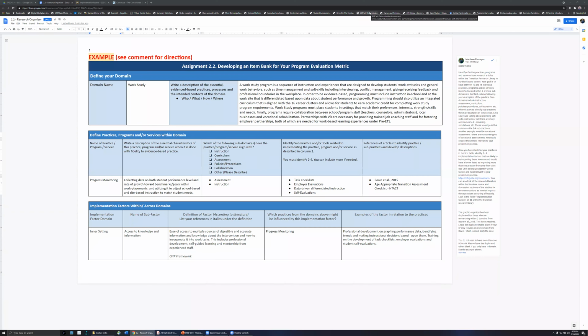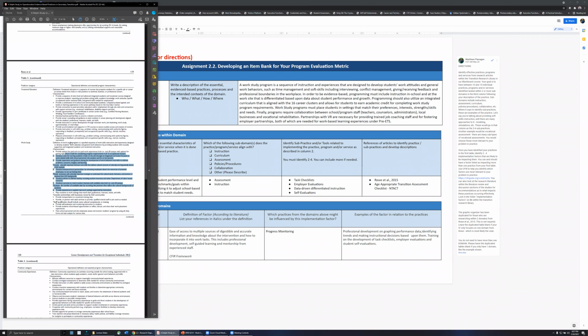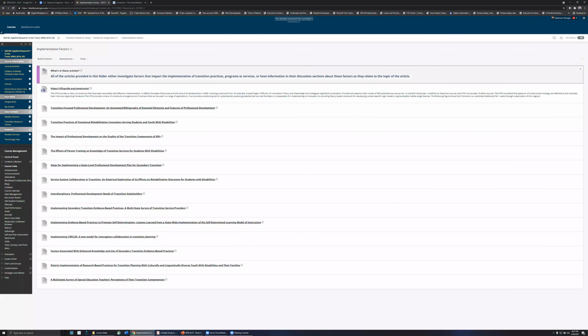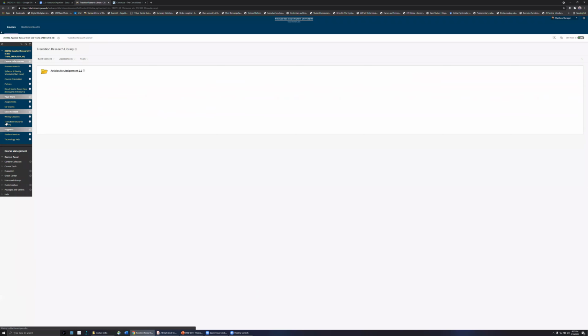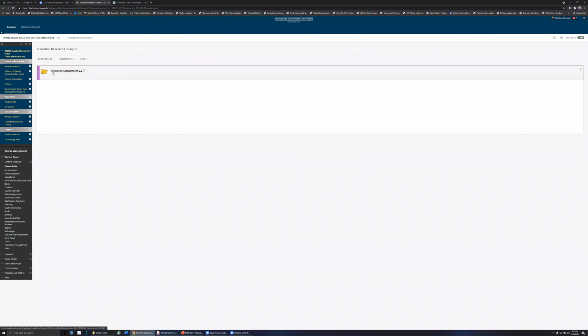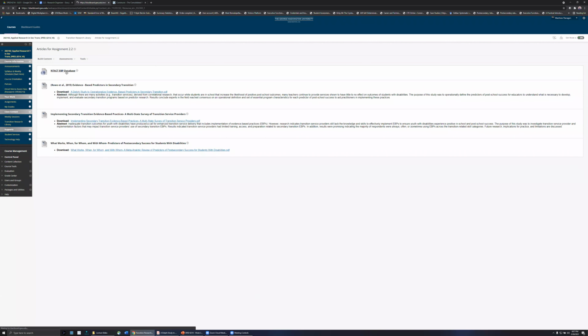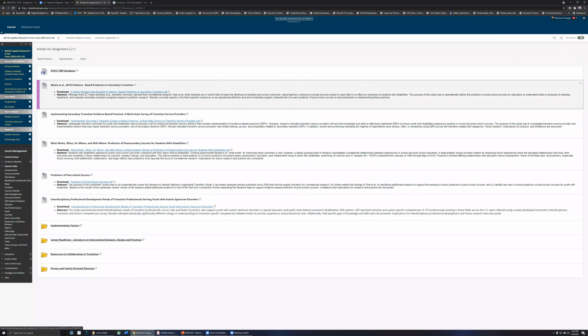All right, let's talk about how to create your 2.2 organizer from scratch, step by step. You'll need to have open your 2.2 organizer, of course. You'll have to have open the Adelphi study from Rowe, 2015. This document is in the Transition Research Library under the folder assignments, articles for assignment 2.2. And it's right here. So you're going to download that.